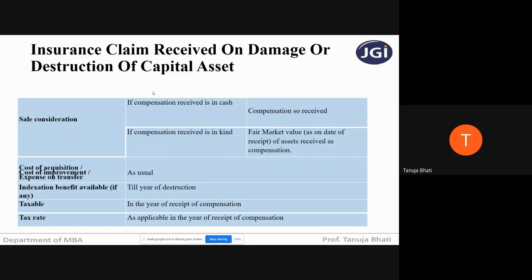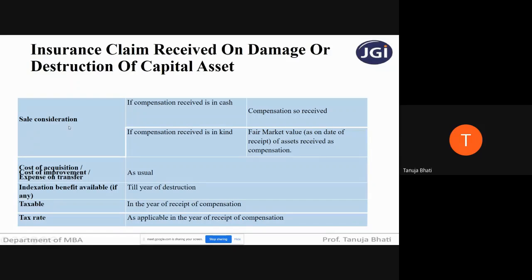Remember students, any compensation that is received from an insurance company is for some specified damages, not all the damages. Suppose the damage is caused by flood, cyclone, earthquake or any natural calamities, or by civil fights that are happening, by accident, fire, or by some action by the enemy. If damage is happening to my capital asset for any of these reasons, then only the compensation that I'm receiving from the insurance company will be liable to capital gain tax.